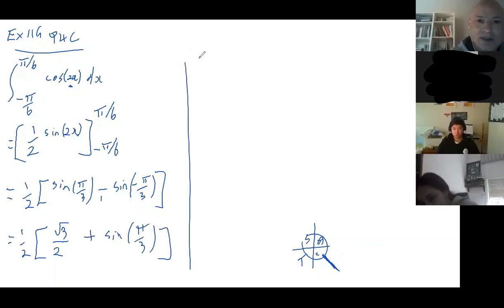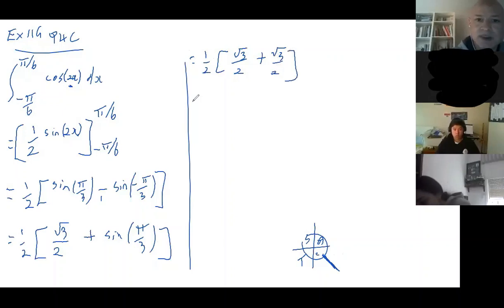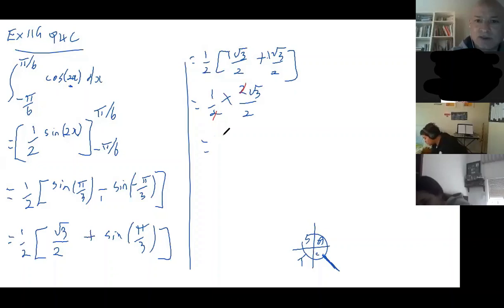Okay, so now I've got square root of 3 on 2 plus sine pi on 3, which is square root of 3 over 2. This equals a half times 2 square root of 3 over 2, because 1 square root of 3 plus another 1 square root of 3 gives me 2. They cancel. So you've got the square root of 3 divided by 2.